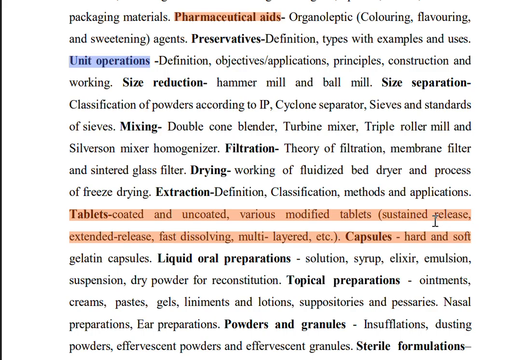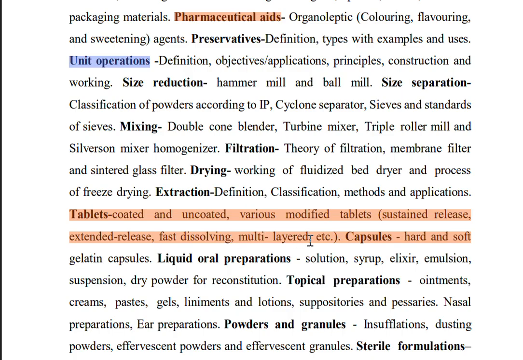Sustained release means which order it release? Yeah, zero order. For extended release, it should follow the zero order. Fast dissolving tablet, what is the disintegration time for the fast dissolving tablet? It is less than 30 seconds. So you have to focus each and every corner of the tablet. It plays a vital role in the MRB pharmacist exams.